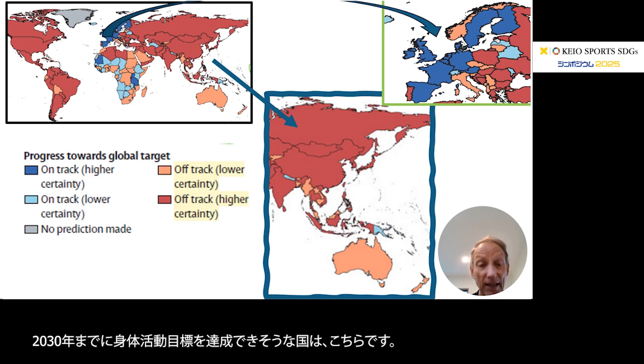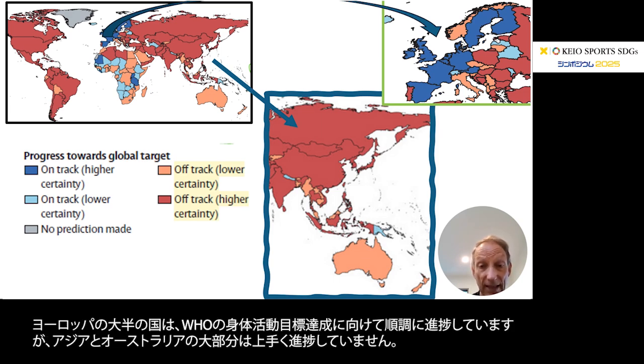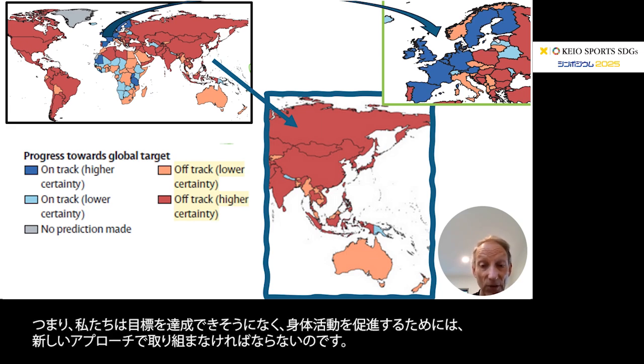Here you can see the countries likely to meet the physical activity targets by 2030, on track in blue and off track in red or in orange. You can see that most European countries are on track to meet the physical activity targets of WHO, but most of Asia and Australia are off track. In other words, we don't look likely to meet our targets, and this means we have to take new approaches to promoting physical activity.